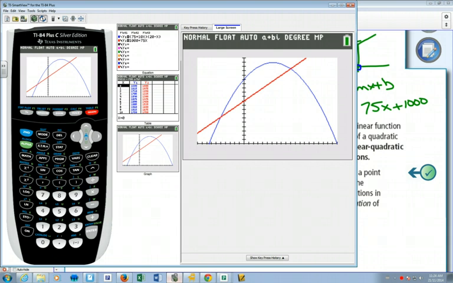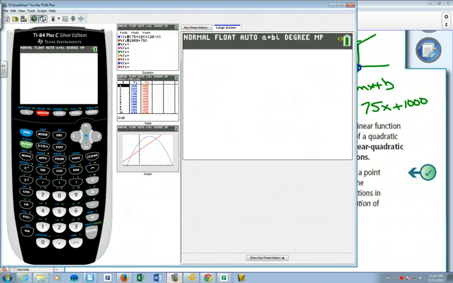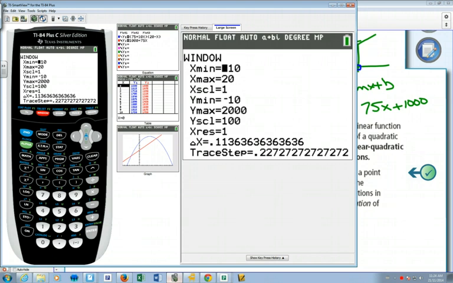I can go back to the window. So you have a look at the window as what we set it up as. So you see how your table can help you set up your window? I looked at my table of values, saw what the numbers were like. I think we actually got lucky that it looks so nice on our first try. Usually your first try is like, oh, I still have to go back and fiddle with my window a little bit more.